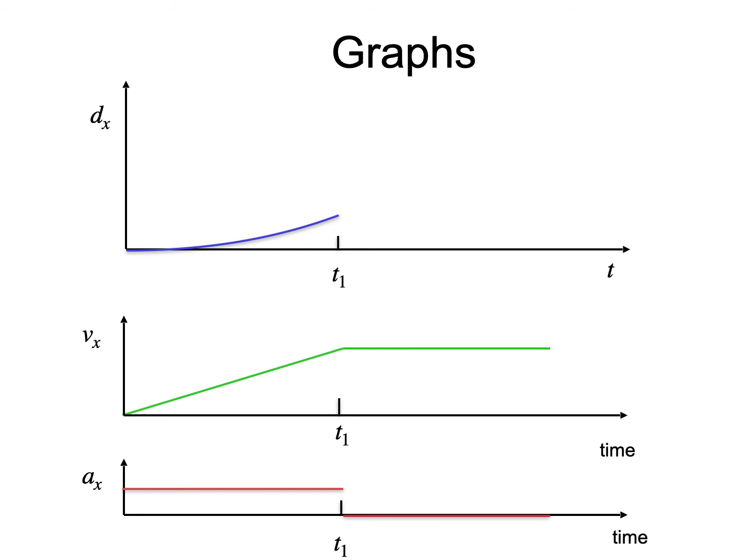From there, the slope of the tangent to the curve increases because the x component of the velocity increases until time t1. After time t1, the x component of the velocity is constant, so the x component of the position will vary linearly with time, and will keep the same slope of the tangent to the curve dx versus t at t1.